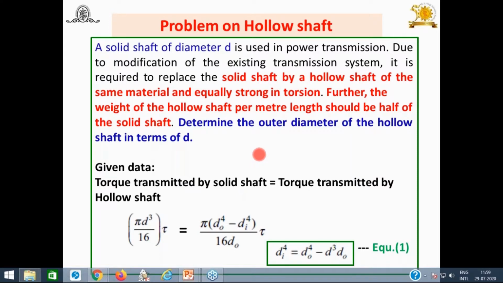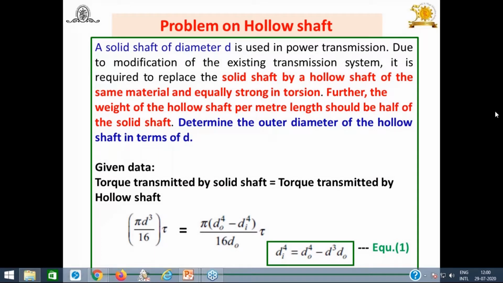Instead of giving a hint about this problem, I will tell some important points. Look at this. The solid shaft is replaced by a hollow one. Why hollow one? I have told you that at the neutral axis stress intensity is 0 or negligible. That's why a hollow shaft gives more strength than the solid shaft. I have already explained that point. Second thing, while replacing the solid shaft in this problem, the torque transmission is equally strong in torsion. That means the torque transmission of hollow and solid remains the same. Further, the weight of the hollow shaft is half of the solid shaft. By using these two criteria, we can find the outside diameter.